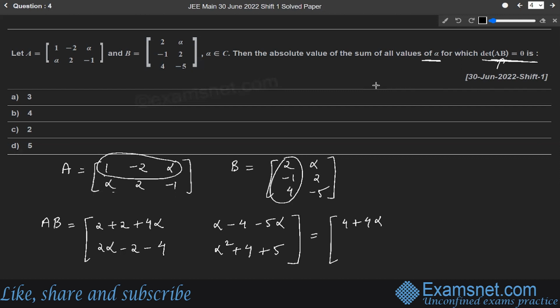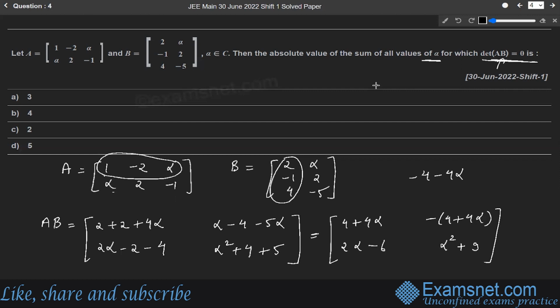Okay. So if we take minus common, then we get 4 plus 4 alpha, right? Because the value is what? Minus 4 minus 4 alpha. So if we take minus common, it will be 4 plus 4 alpha. Next is 2 alpha minus 2 minus 4, so 2 alpha minus 6. Then alpha square plus 4 plus 5. 4 plus 5 is 9.